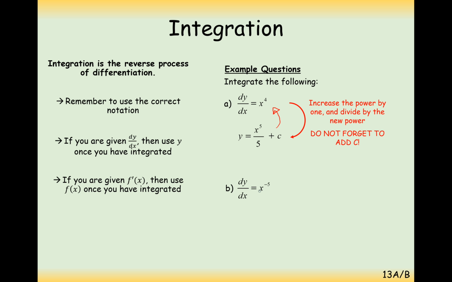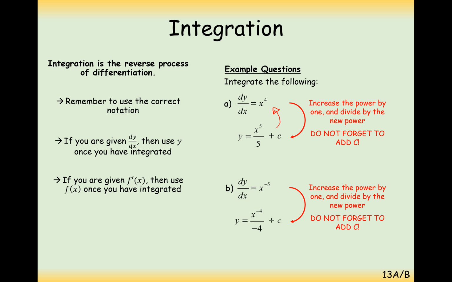Okay, dy by dx this time is equal to x to the power of minus 5. Increasing that number by 1 will get us to minus 4, because remember it will go up on the number scale, and then we divide by that minus 4. So we get x to the power of minus 4 divided by minus 4, plus c.